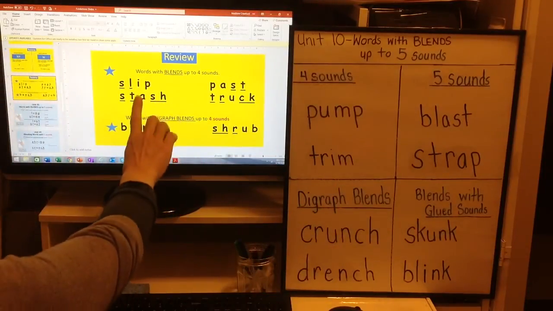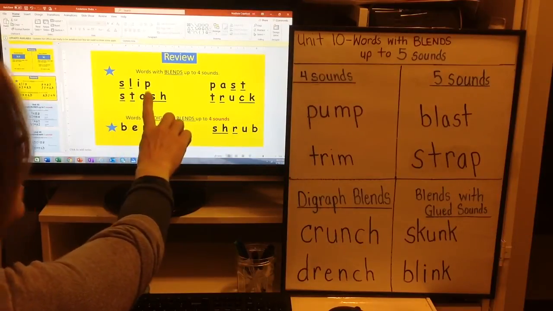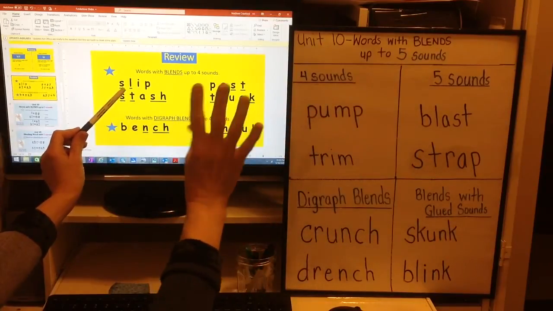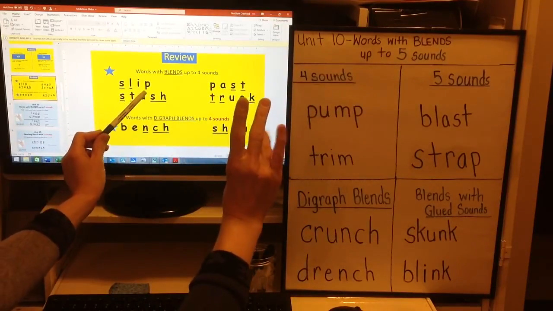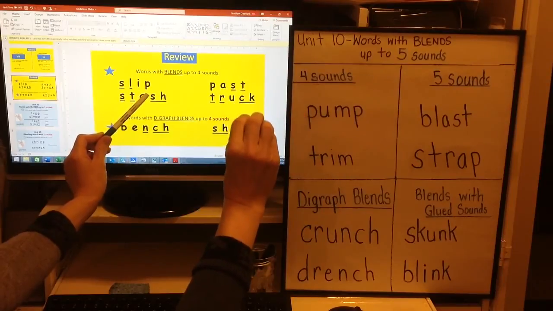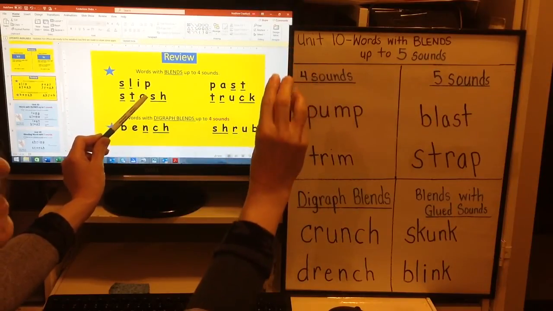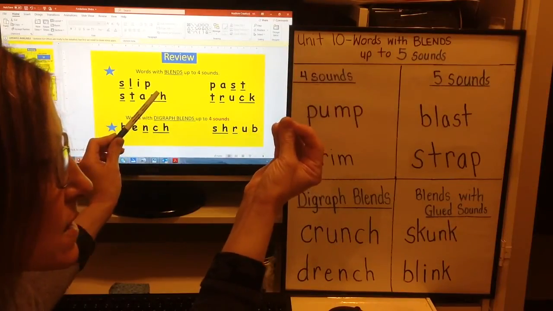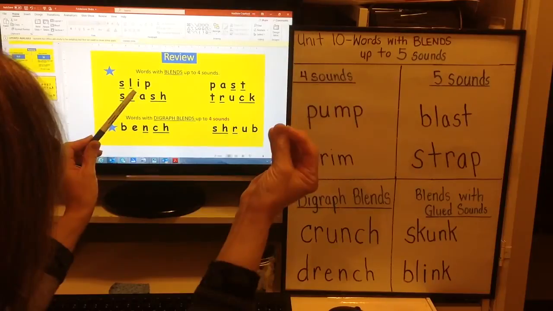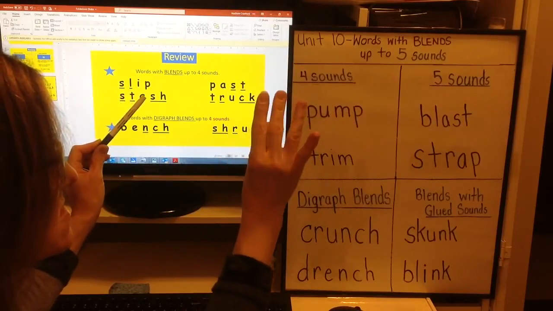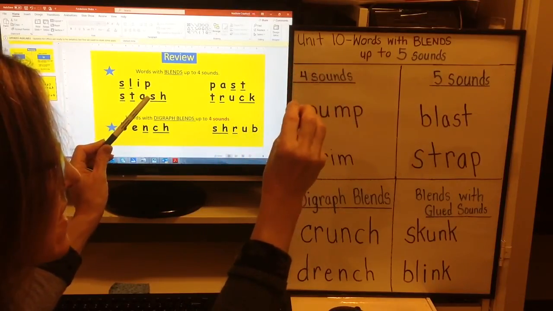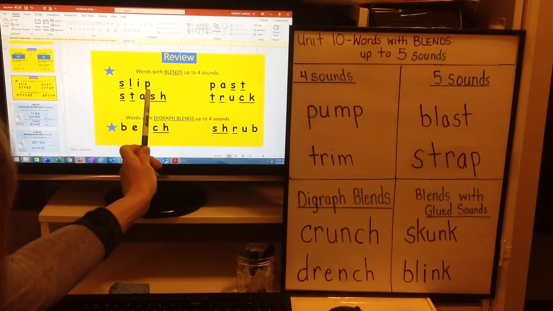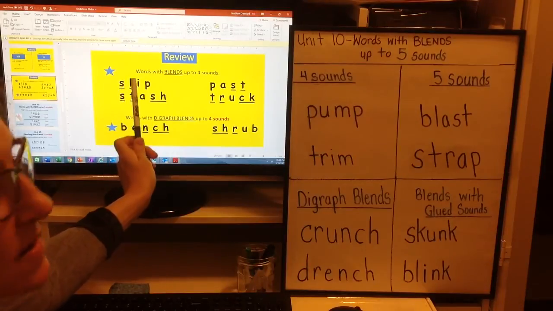All right, so let's now have you try to tap out this word slip. So elbows up. Okay, ready? S, l, i, p, slip. Now remember, we bring all those fingers down to the thumb because we're blending all those sounds together and making it one word, okay? First we break apart the sounds, and then we blend them together to make one word. 4 sounds, 1, 2, 3, 4, and it has a blend, sl.